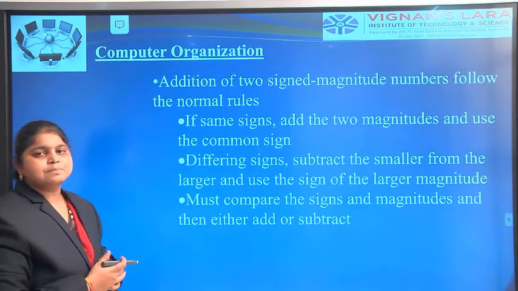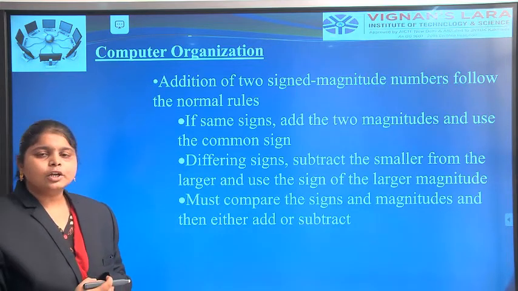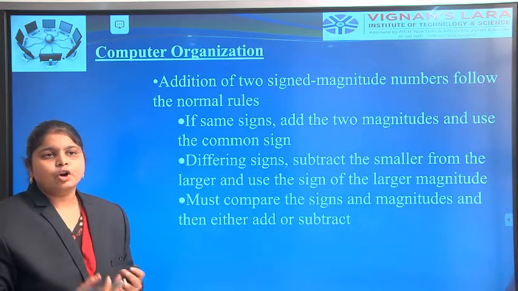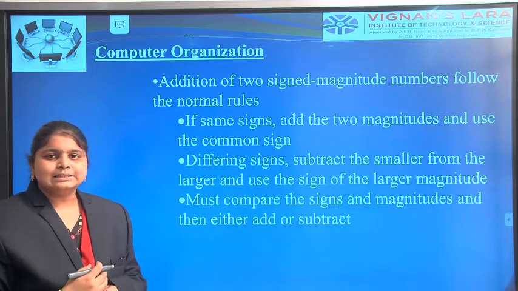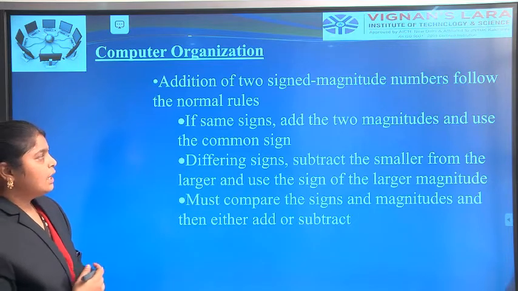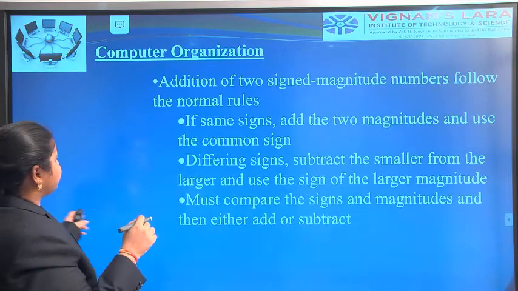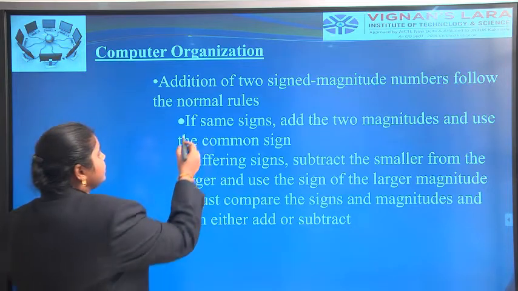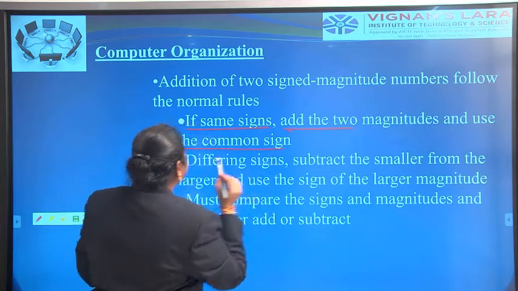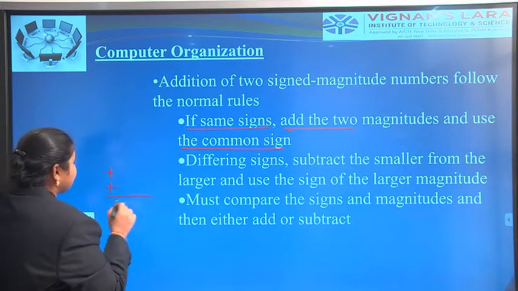Okay, here one of the steps that involves the addition of two signed magnitude numbers follows the normal rules. What are the normal rules? What are the rules to apply for the addition of two signed numbers, or the rules for two unsigned numbers? Unsigned numbers means subtraction or addition. First of all, if the numbers have the same signs, add the two magnitudes and use the common sign. For example, if both numbers have the same sign, plus plus, the resultant output will also be plus.